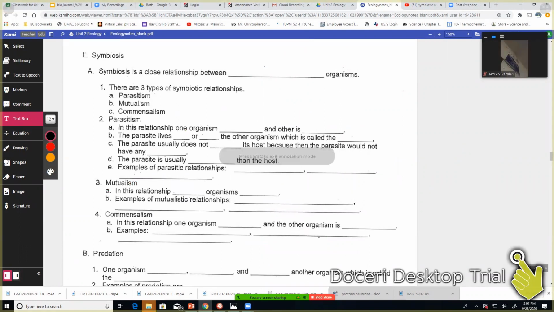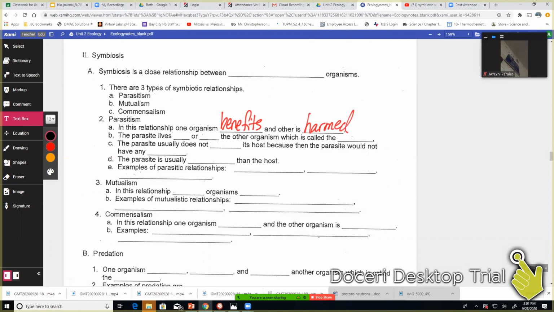So there's three types: parasitism, mutualism, and commensalism. Y'all heard of those before? Those sound a little familiar? In this relationship, parasitism will start off first. In this relationship, one organism benefits and the other organism is harmed.